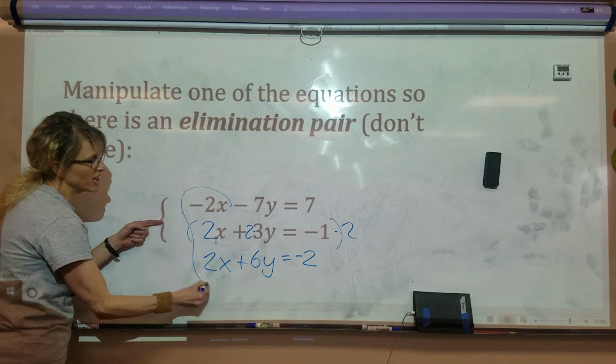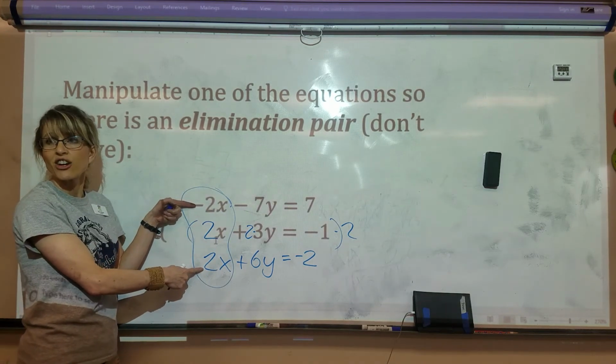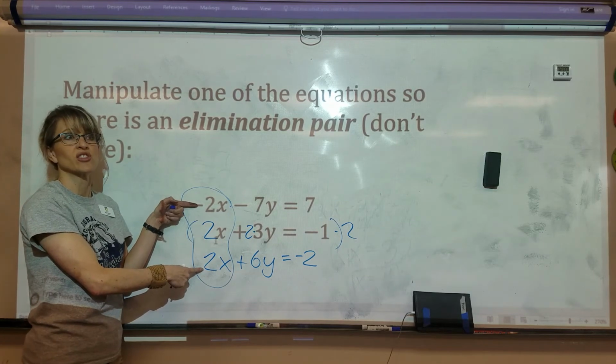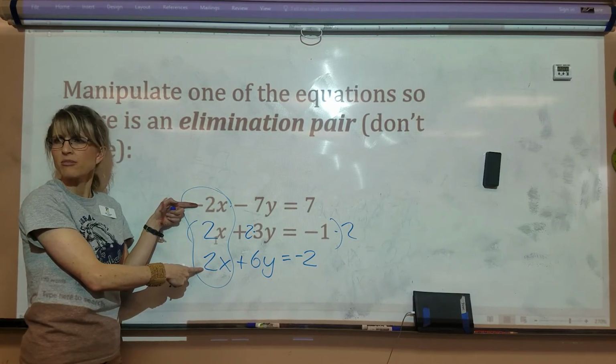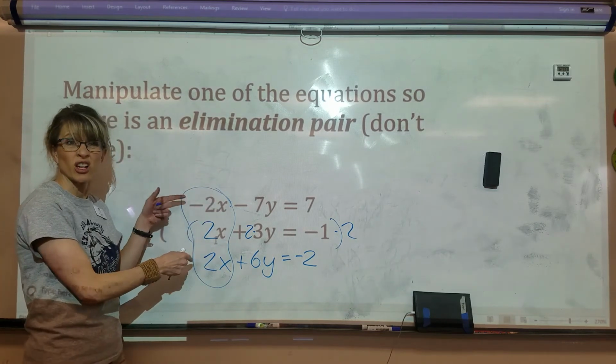Now I have an eliminating pair. Okay, just these two right there. If I add them together, I get 0x, which is just 0. All right, makes sense? Give me a nod if it makes sense. Okay, we don't even need to solve it. I just want to make sure you guys know how to find the elimination pair.